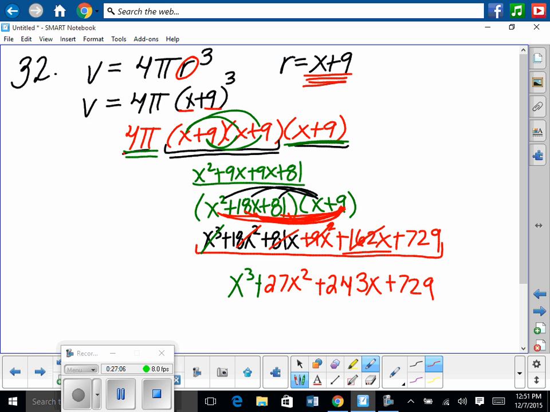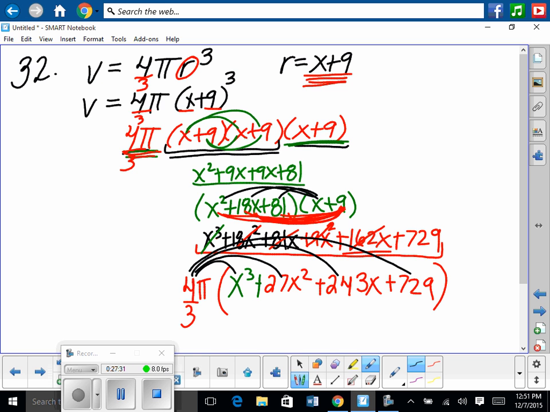So then from there, we have this 4 pi. We can't forget to multiply through to all of this. Well, I just really royally screwed up. That's 4/3 pi. So we have 4/3 pi times all this stuff. So now you're just going to distribute that 4 pi thirds through to every single term. And it's actually going to come out prettier than you think.